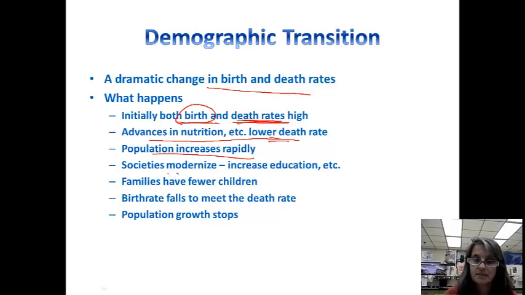Now, as society modernizes, increases education, and so on, families start to have fewer children. Birth control becomes more popular. People have fewer children, wait to have children. They want to finish their education and so on. So now the birth rate begins to fall to meet the death rate. And so when births equal deaths, the population growth is stable and the growth stops.